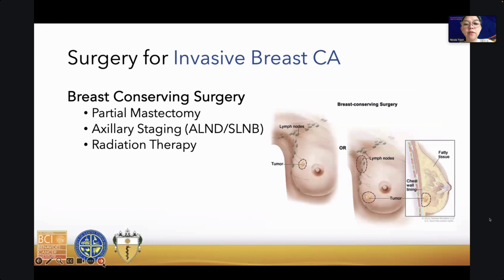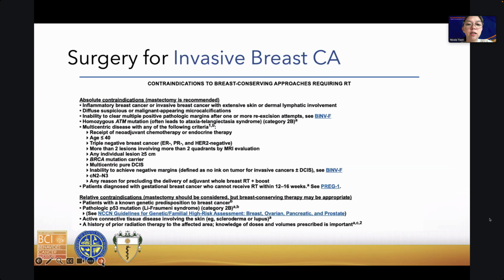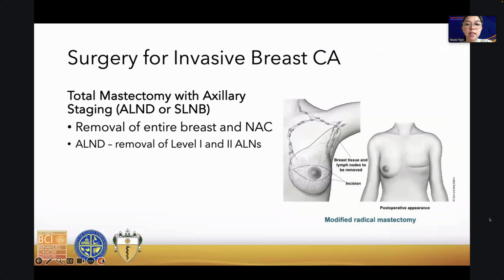Now, surgery for invasive breast cancer, we have a lot of options. For BCS, it would include a partial mastectomy and RT, but we add on our surgical axillary staging by means of either a sentinel lymph node biopsy or an axillary dissection. These are the contraindications to BCS, so please just look through them in the NCCN guidelines. We don't have time to discuss.